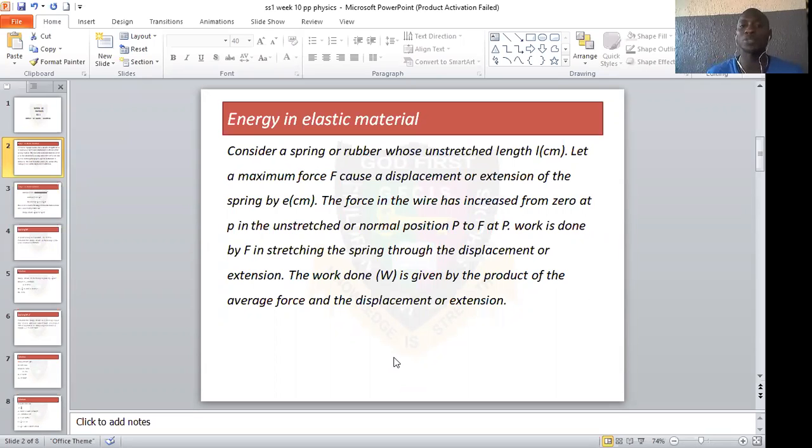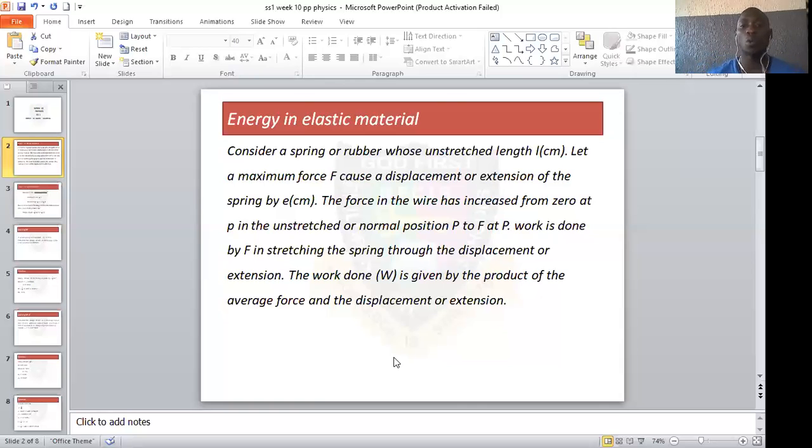Consider a spring or rubber whose unstretched length, that is the original length, is L centimeter. Let a maximum force F cause a displacement or extension of the spring. That extension is given as E centimeter. The force in the wire has increased from 0 at point P in the normal position to F at P. That is, when the force is applied to the material, there's a change in position of the wire, an increase in the length of the wire, from a point of original length to another point of extension.